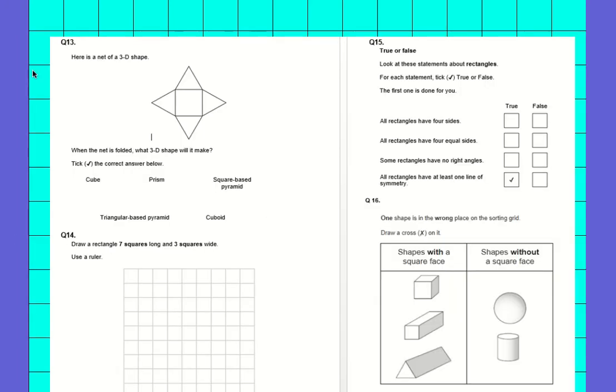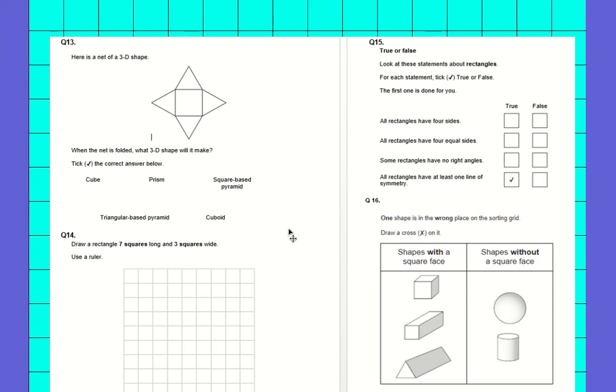And then question 13 says, here is a net of a 3D shape. When it's folded, what 3D shape will it make? Put a tick next to the correct one. So it's one of these 5 shapes here. What will that make? And then question 14 says, draw a rectangle that's 7 squares long and 3 squares wide. Please make sure you use a ruler for that.